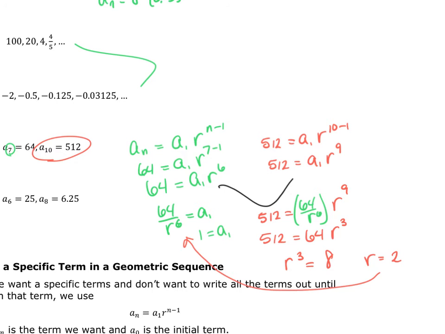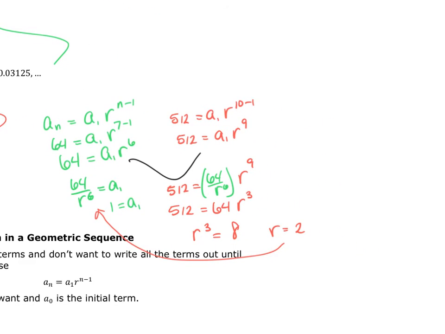So I combine all this together and I get my closed formula. My closed formula is a sub n is equal to my a sub 1, which happens to be 1. I don't need it there, but I'm going to go ahead and write it. And then 2 raised to the n minus 1. So in other words, a sub n is equal to 2^(n-1). And there's my closed or explicit formula.